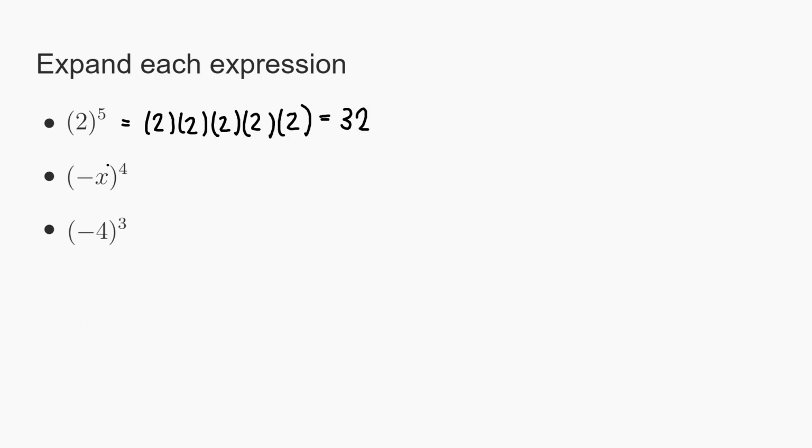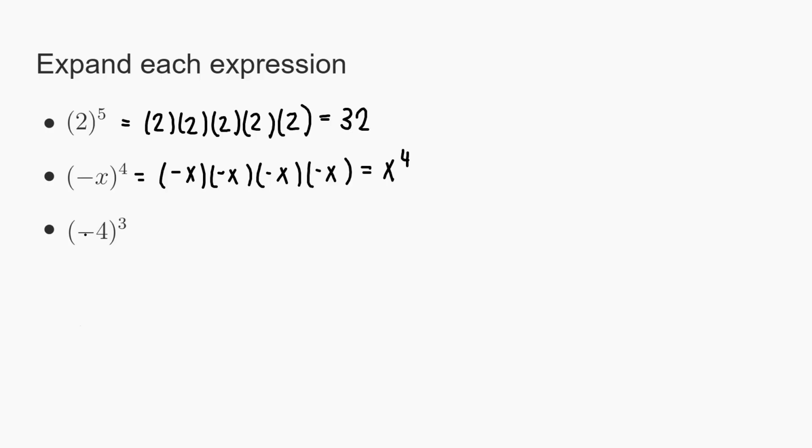Now, what about this one? We have (-x) to the 4th power. This means that we're multiplying -x four times. As you can see, the negative here is inside these parentheses, which means we have to have it in our parentheses as well. So these two negatives will make it positive, and these two negatives will make it positive. Our answer is going to be positive, and we have 4 x's multiplied together, so it's going to be x to the 4th power.